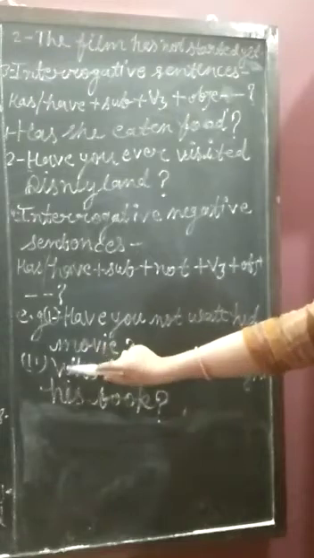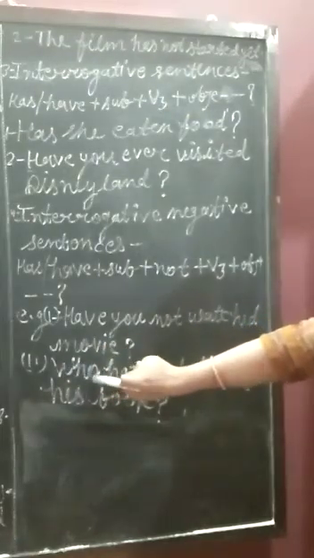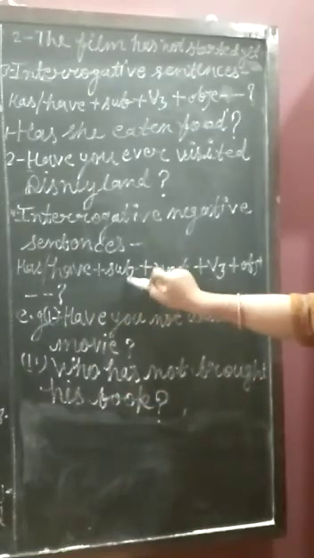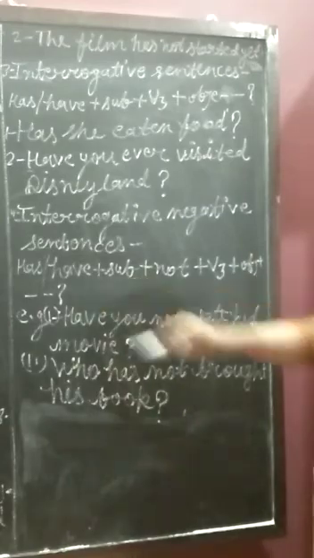When we make WH word type interrogative sentences, the WH word comes first. And after that, helping verb, after that subject plus noun plus verb's third form plus object. At last, interrogative sign.